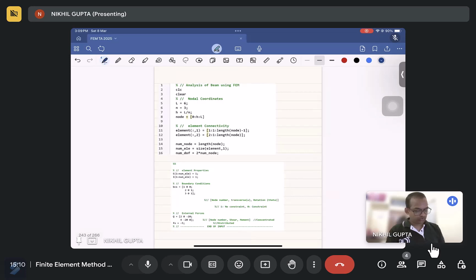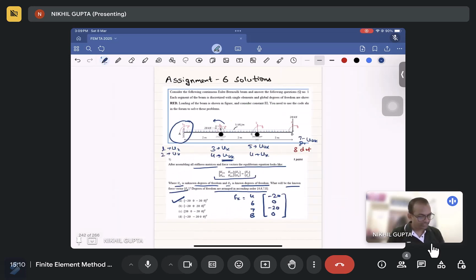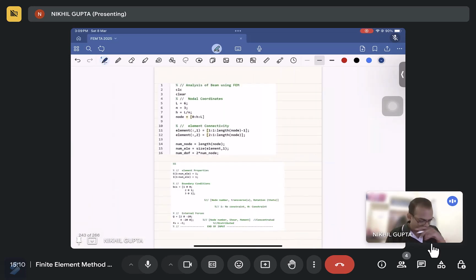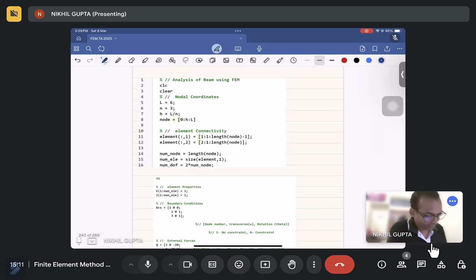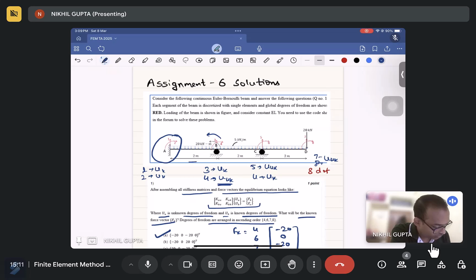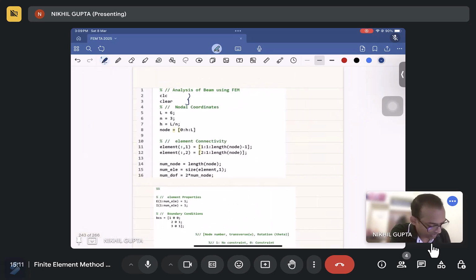Since you have to solve this with the code as well, I have taken a screenshot of the code. I'll explain what it is saying. The initial 2nd and 3rd lines clear the screen and clear all the variables. Now L is defining the length of the beam. You can see 2 here and 2 here. So L is the length of the beam.